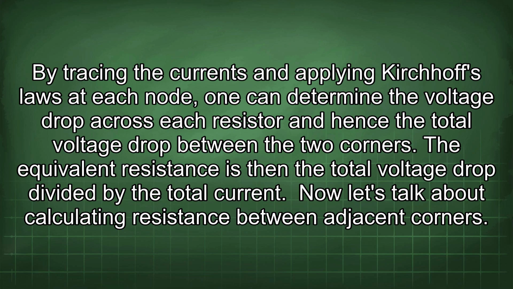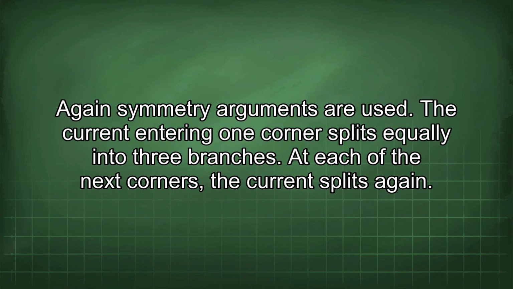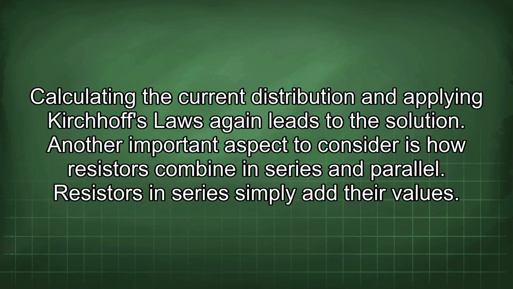Now let's talk about calculating resistance between adjacent corners. Again, symmetry arguments are used. The current entering one corner splits equally into 3 branches. At each of the next corners, the current splits again. Calculating the current distribution and applying Kirchhoff's laws again leads to the solution.